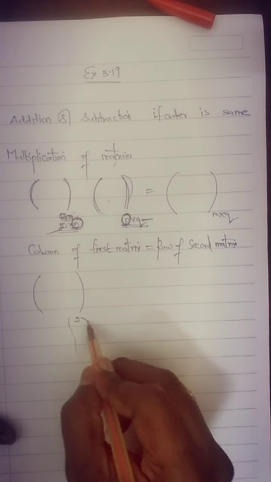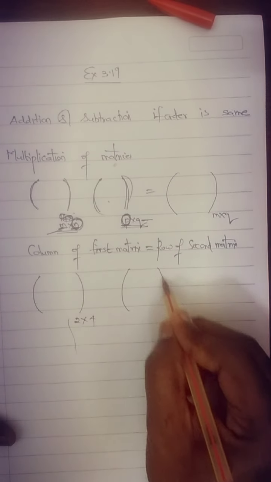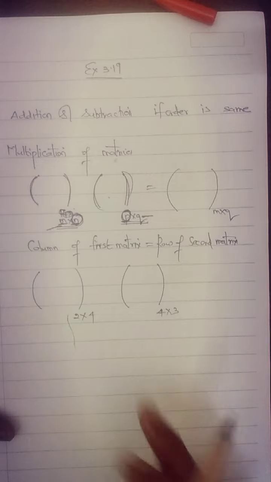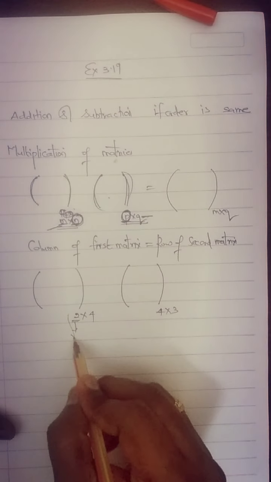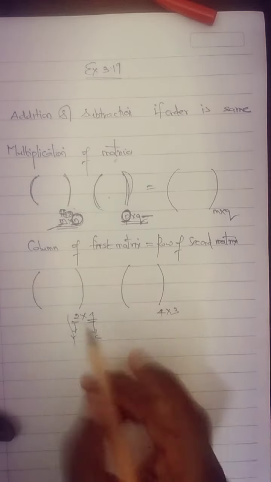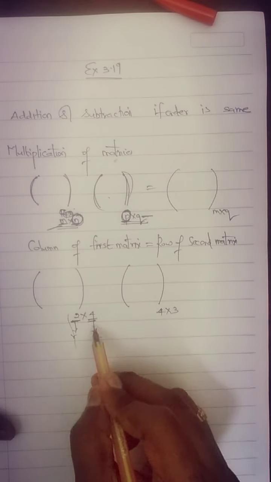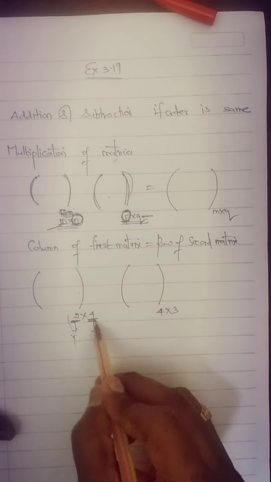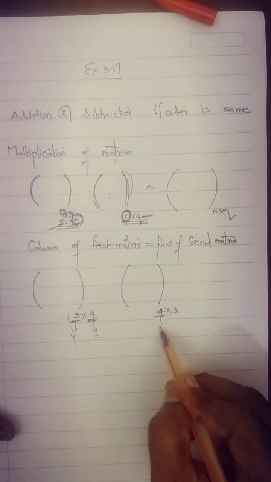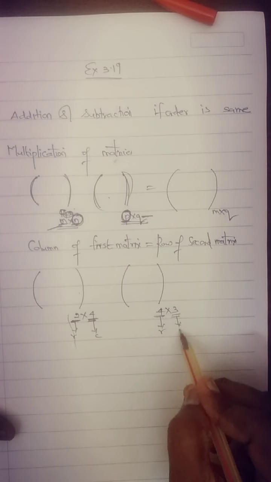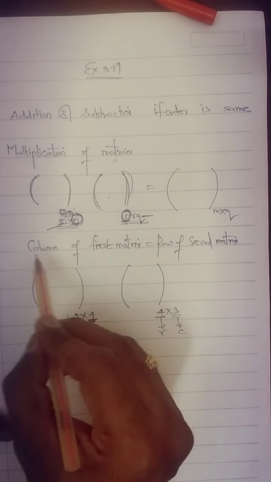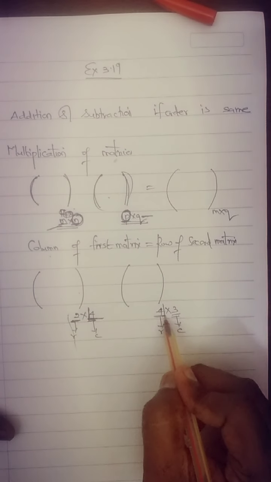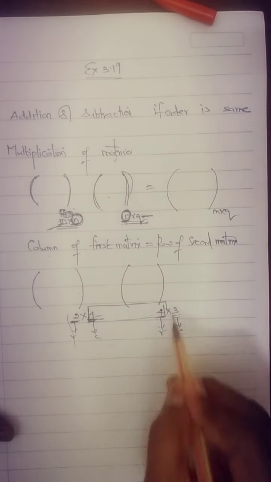Order for the first matrix is 2 cross 4. Order for the second matrix is 4 cross 3. How can I find it? First matrix row is 2 and first matrix column is 4. Second matrix row is 4 and second matrix column is 3. So see, the column of the first matrix and the row of the second matrix are equal. Yes, both are 4 and 4.